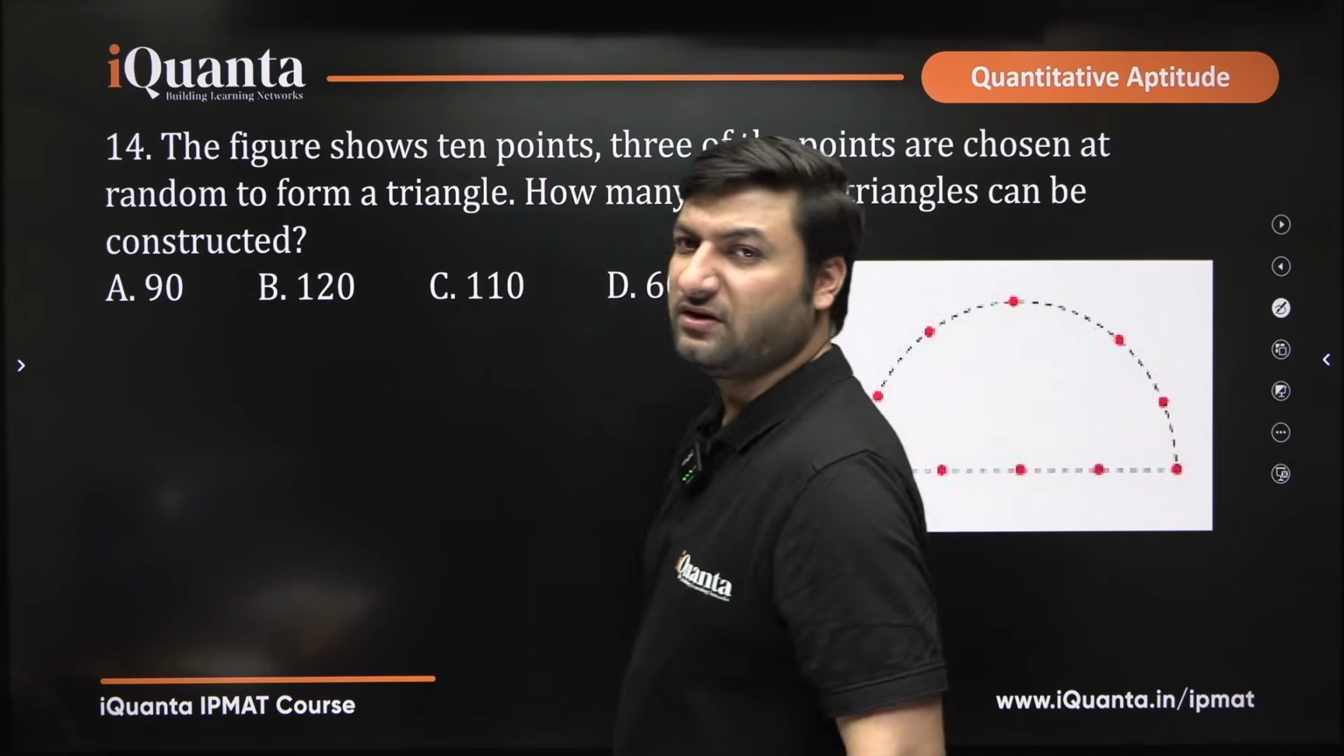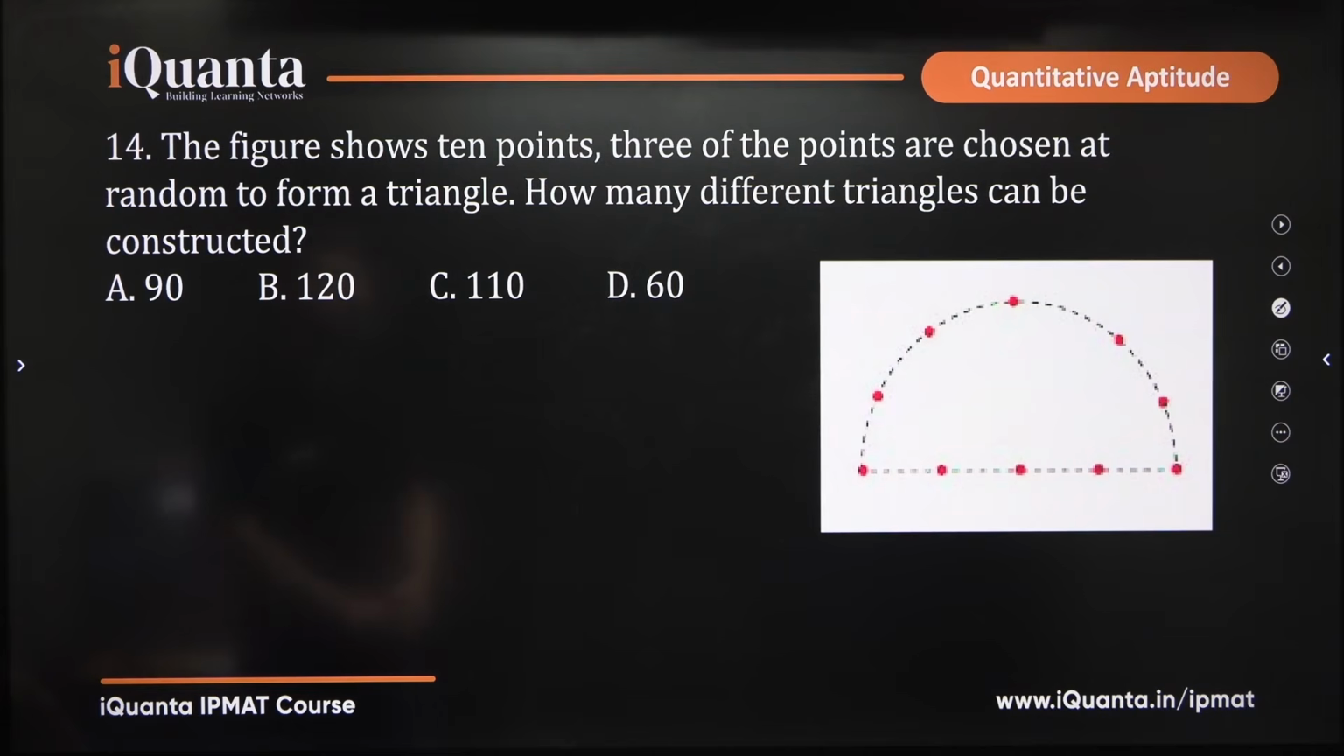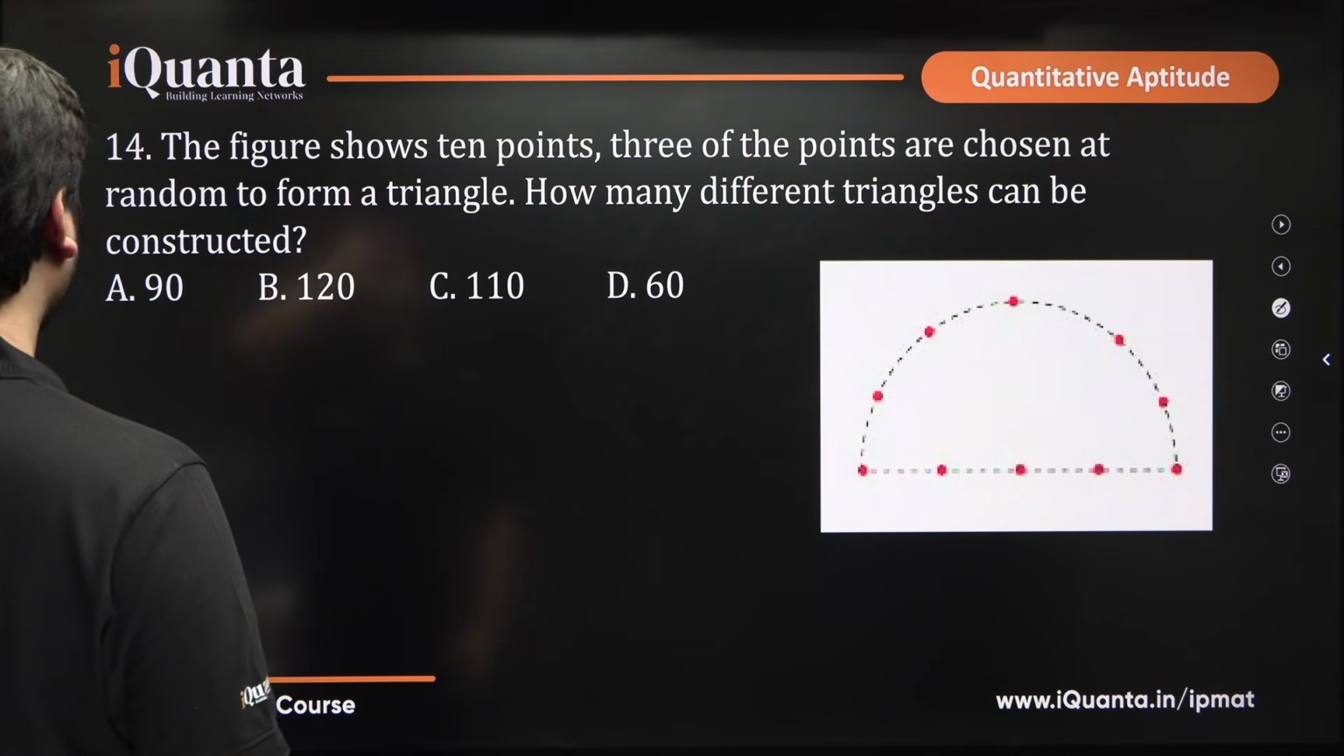Let us come to this question now. The figure shows 10 points, 3 of the points are chosen at random to form a triangle.